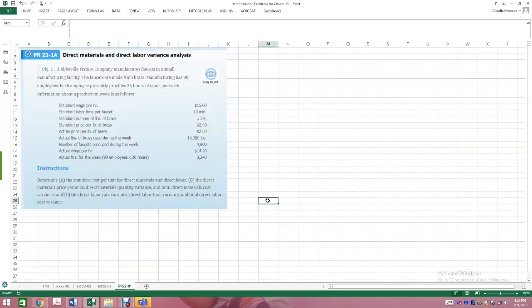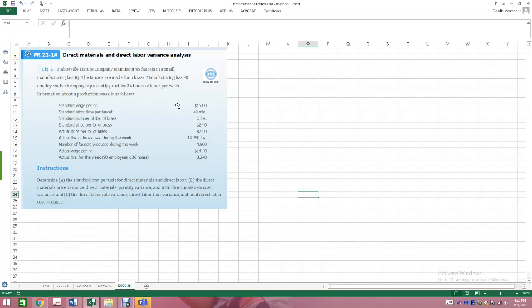Now this is the last problem I'm going to go over. This is problem 22-1. This is very similar to what we just did. You're going to have something similar to this on your test. It says, Abbeville Fixture Company manufactures faucets in a small manufacturing facility. The faucets are made from brass. Manufacturing has 90 employees. Each employee presently provides 36 hours of labor per week. Information about a production week is as follows.